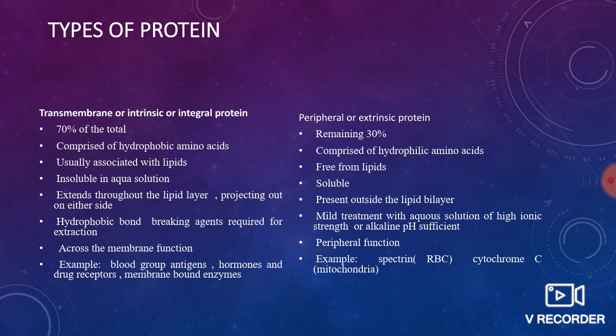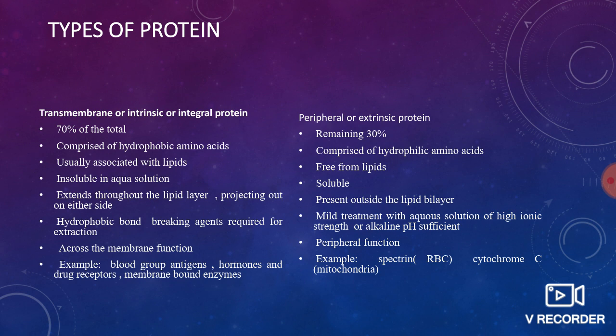Transmembrane proteins can be extracted by treating the membrane with hydrophobic bond breaking agents, while mild treatment with aqueous solution of high ionic strength or alkaline pH is sufficient to extract peripheral or extrinsic protein. Transmembrane protein has an across-the-membrane function, while peripheral protein, as the name suggests, has a peripheral function. Some examples of transmembrane proteins are blood group antigens, hormone and drug receptors, while peripheral proteins include spectrin, cytochrome C, etc.